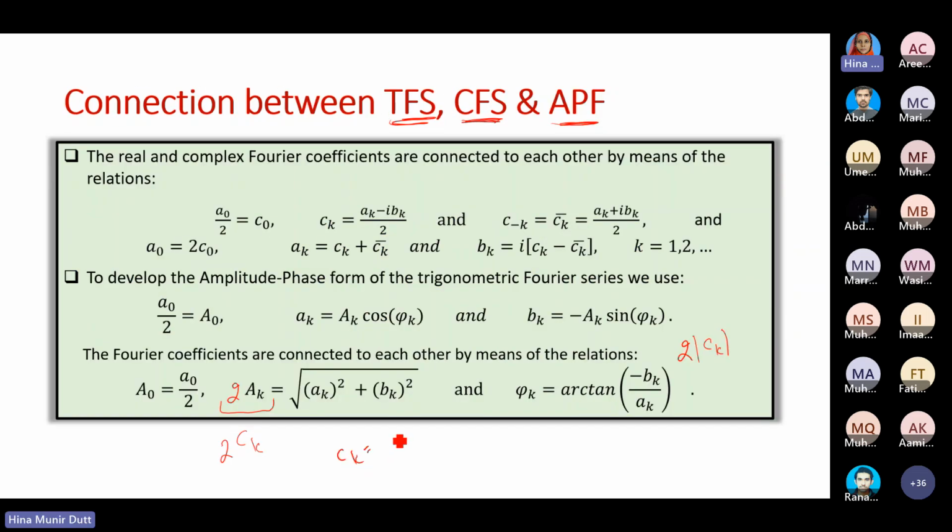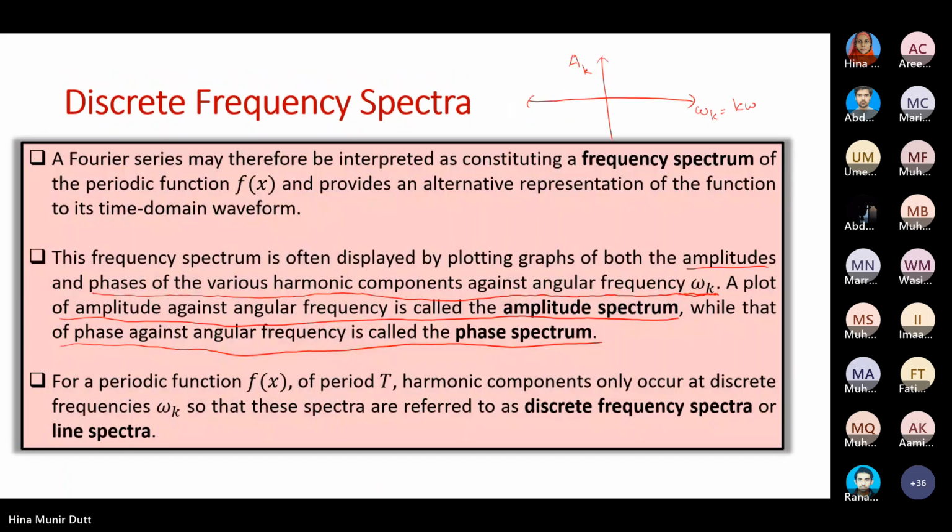Or ck is equal to ak divided by 2. That is, ck is equal to this over 2. So if I take the values omega k, for example, this is omega naught, omega 1, maybe this is omega 2, omega 3. Similarly, if I draw these values of the amplitude, these are like line spectra or the discrete frequency spectra.